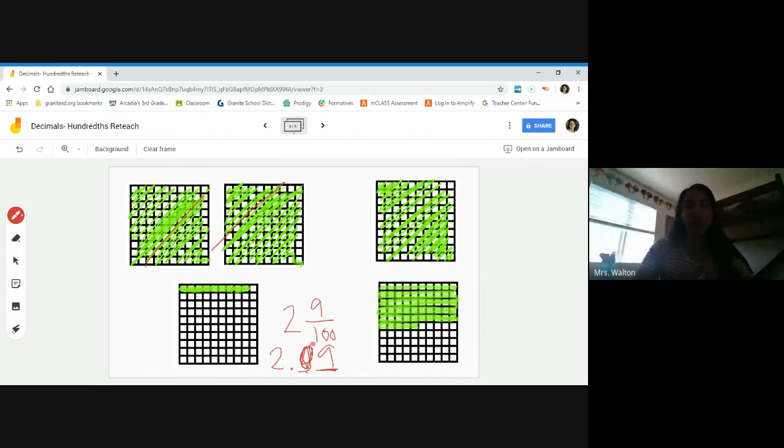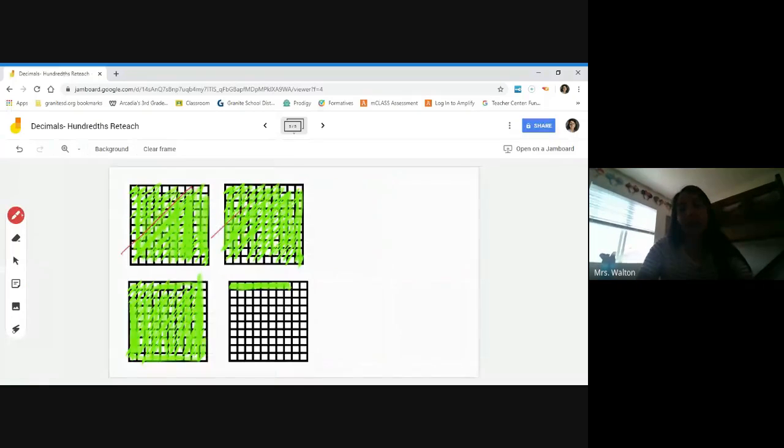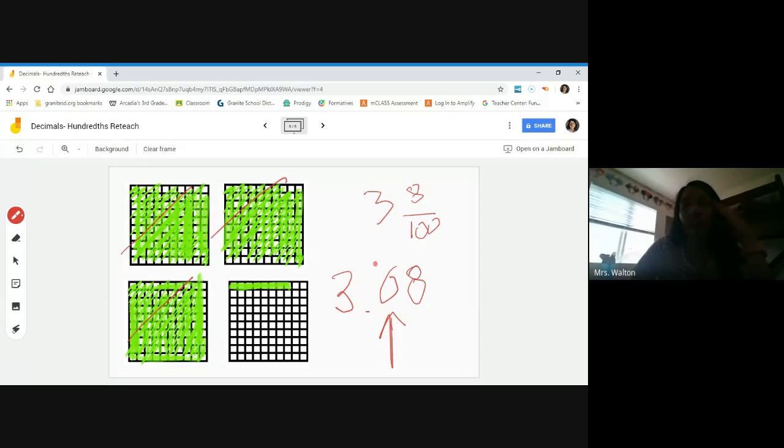And let's finish off with this one. We've got 1, 2, 3 wholes. And 1, 2, 3, 4, 5, 6, 7, 8 out of 100 again. So we don't get into the tenths, but just to the hundredths. So we'll have 3 and 8 hundredths, like so. Do not forget the 0. If you get it wrong, then you will have to retry it, and don't make a simple mistake by forgetting your 0 there. Any questions as to how to do this?